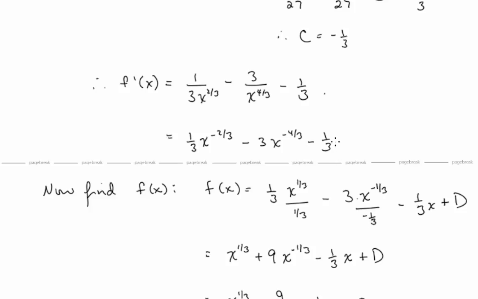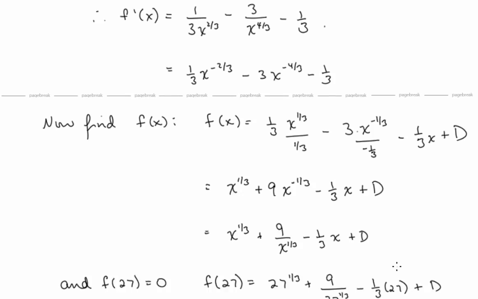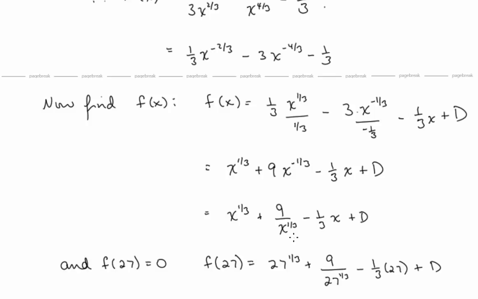The antiderivative here of 1/3 is 1/3 x. And then we have another constant, so I'm going to call that d. So simplifying here, we get x to the 1/3 plus 9x to the -1/3 minus 1/3 x plus d. And writing that without a negative exponent, we're here.